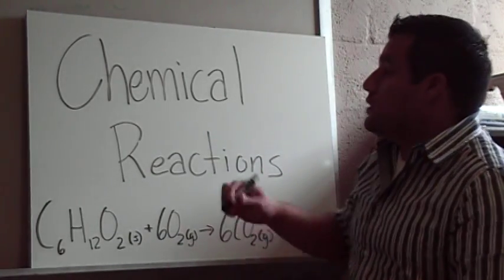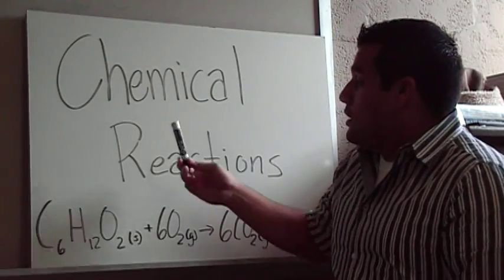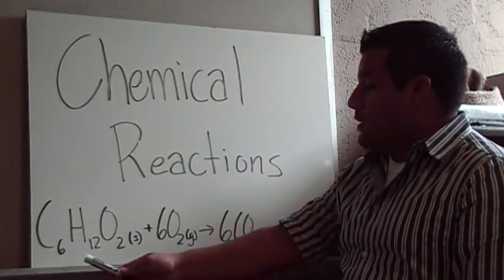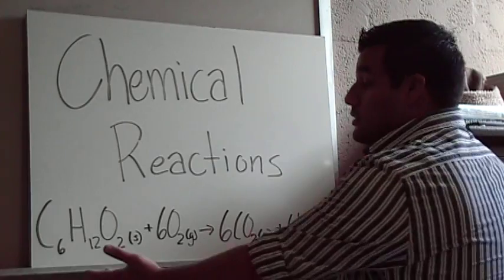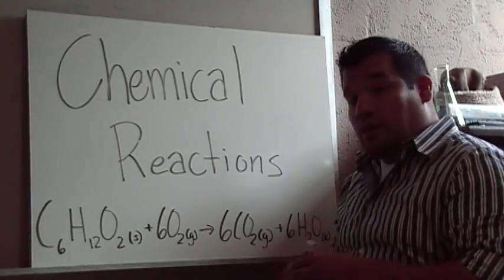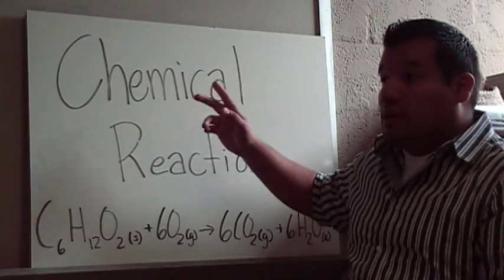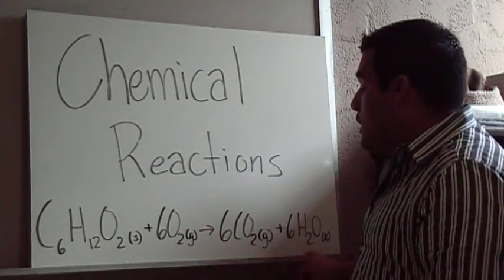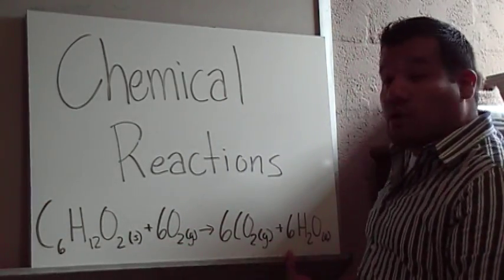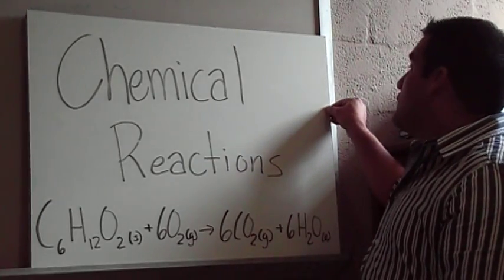What we're going to do now is look at chemical reactions. Here's an example of a chemical equation which shows a chemical reaction. By the end of this, you should be able to tell me what a chemical reaction is and how this shows what's happening during a chemical reaction.